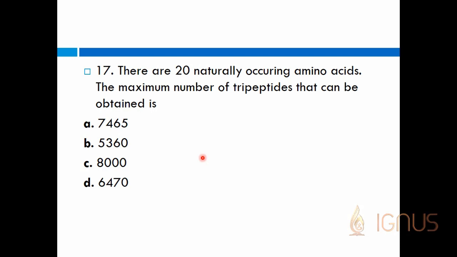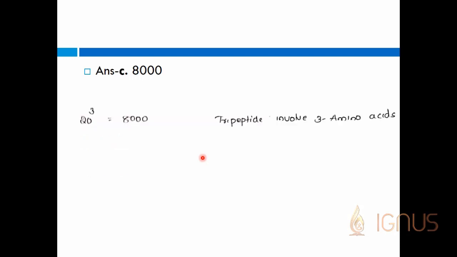Let us discuss the solution for this question. Each tripeptide involves 3 amino acids. For the formation of a tripeptide, there should be 3 amino acids. They are asking what is the maximum number of tripeptides formed by 20 amino acids. Hence it will be 20 to the power 3, that is 8000. Answer is option C, 8000.